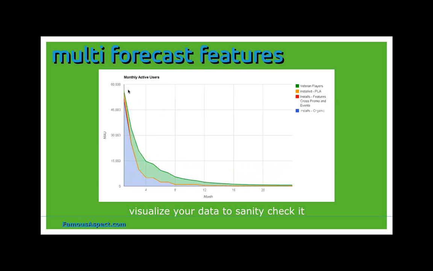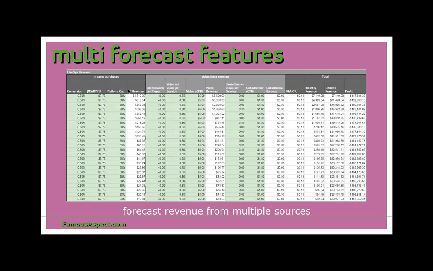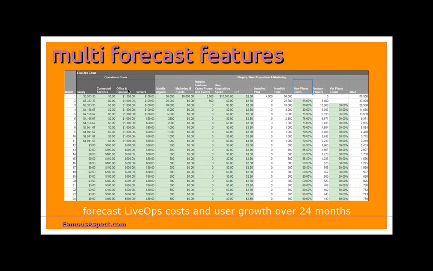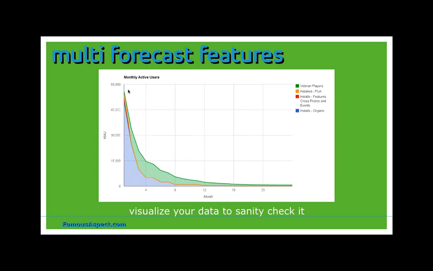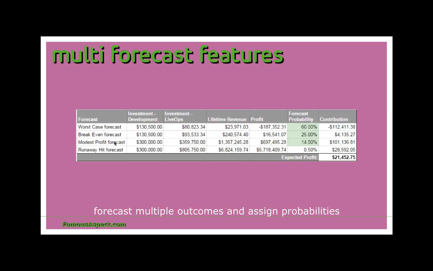And the reason it's important to look at the visuals after you enter all the numbers is that it's easy to look at something like this and glaze over all the numbers, but a visual will show you if anything really stands out as looking questionable. And then, as I said, it asks you to make 4 different scenarios: worst case, break even, modest profit, and runaway hit. And for each one, you're shown your investment and the expected lifetime revenue and the profit or loss.